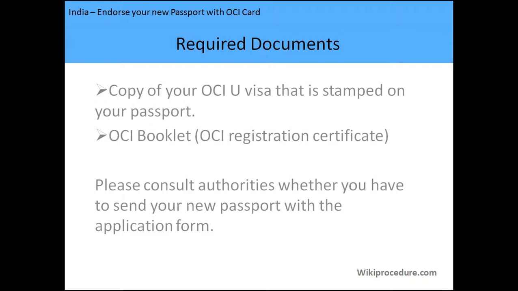Required documents: a copy of your OCI visa that is stamped on your expired passport, and your OCI booklet that has been issued against your expired passport. Also, I would recommend you consult with the authorities of the local Indian embassy or the offices through which you're planning to apply, because in some scenarios it is requested not to send your new passport with the application form.